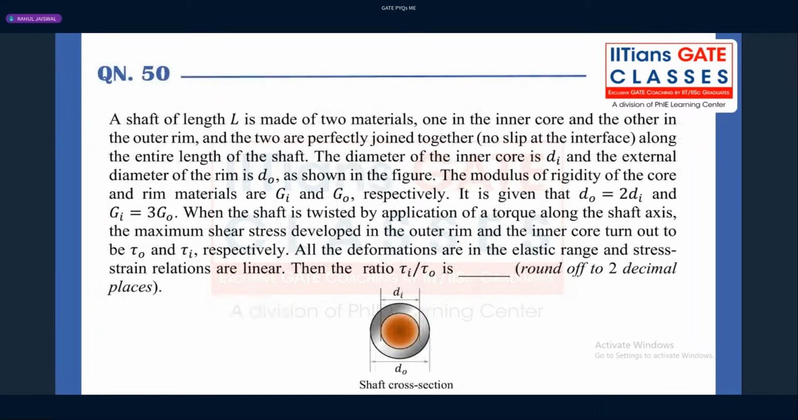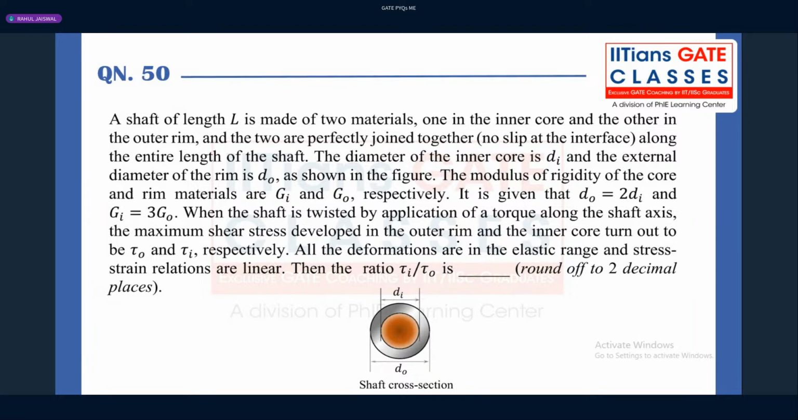Moving on to the next problem, guys. Try to see this particular problem, again from strength of materials. A shaft of length L is made up of two materials, one in the inner core and the other in the outer rim. The two are perfectly joined together and there is no slipping at the interface along the entire length of the shaft. The diameter of the inner core is di and the external diameter of the rim is D naught. The moduli of rigidity of the core and the rim materials are Gi and G naught. That means both are different materials.